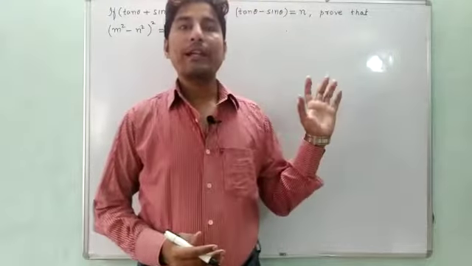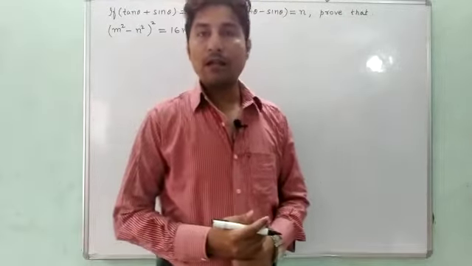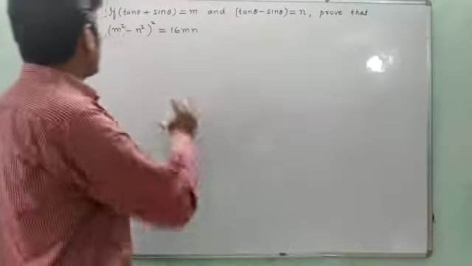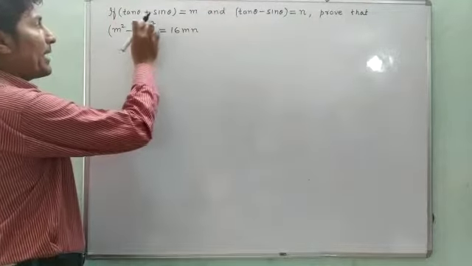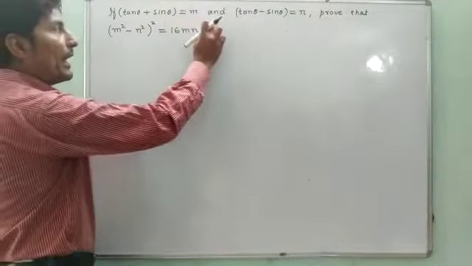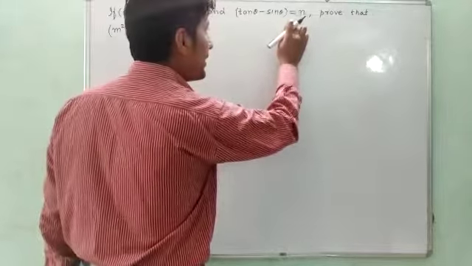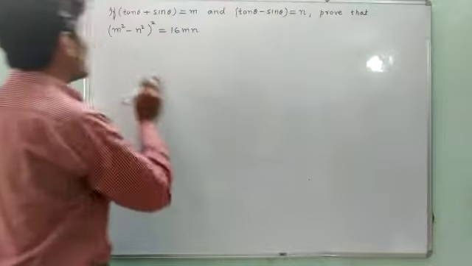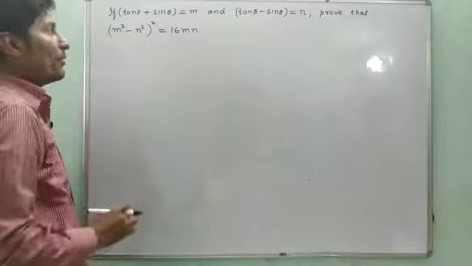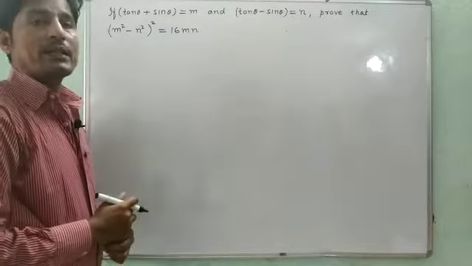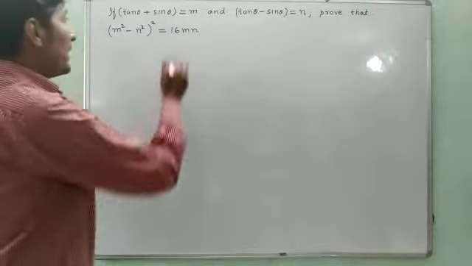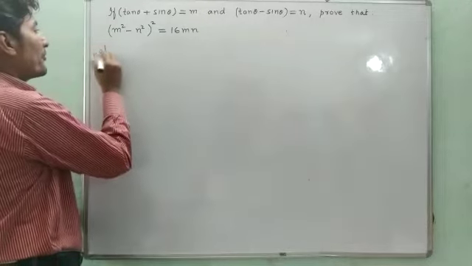Now this question I have taken from exercise 13B from R. S. Aggarwal's book. Question number 6. If tan theta plus sin theta equals m and tan theta minus sin theta equals n, then we have to prove that (m square minus n square) whole square equals 16mn. So here let us see the solution, how to prove this.